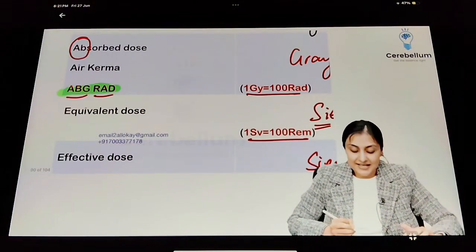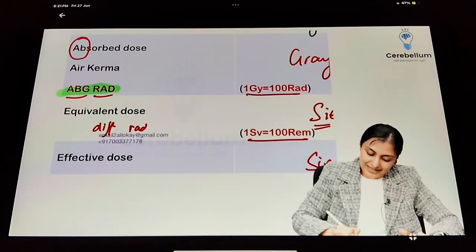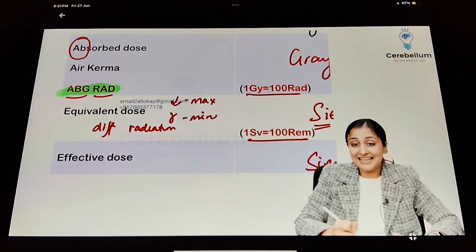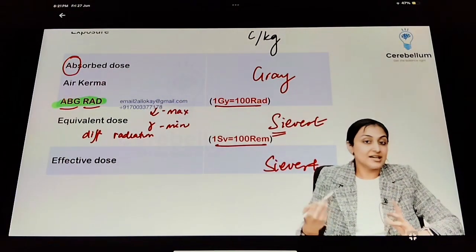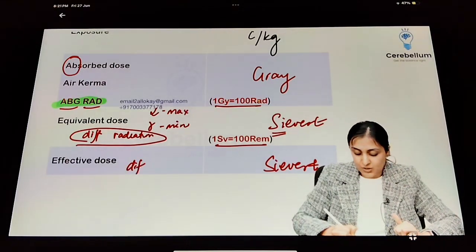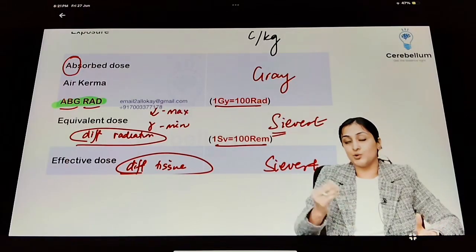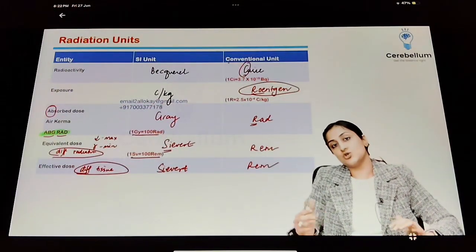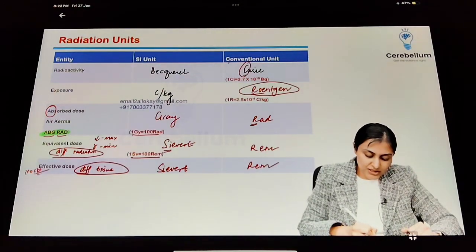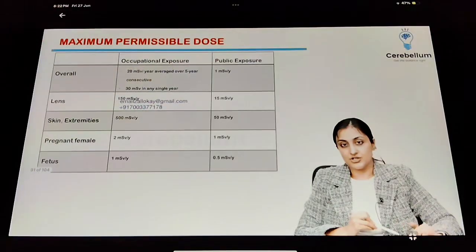Equivalent dose basically is for different radiations. For example, I have alpha rays which have maximum damaging power. Then I have gamma rays which have minimum damaging power. So how can I equalize them with the same unit? That is the equivalent dose. It takes into account the different radiations. Effective dose takes into account the different tissue sensitivity. For example, thyroid will have a different sensitivity as compared to the bone. So that tissue sensitivity is taken into account in effective dose. So if they ask me what is the most useful expression of radiation unit, that becomes effective dose. So this is what I need to know from radiation units.